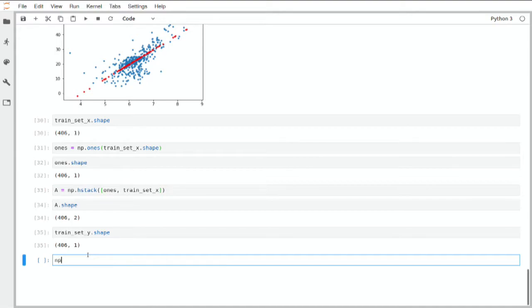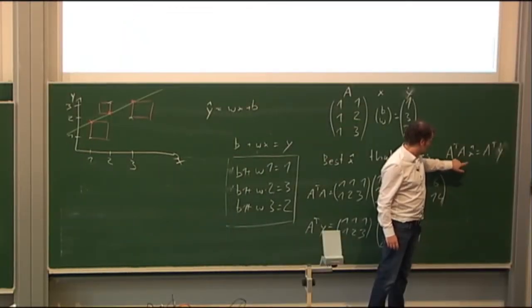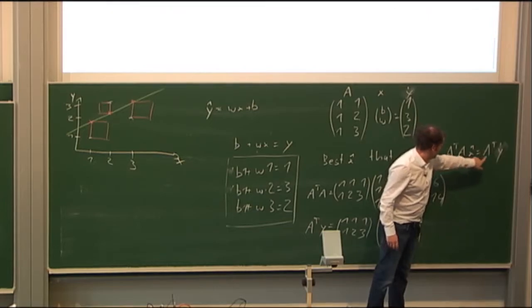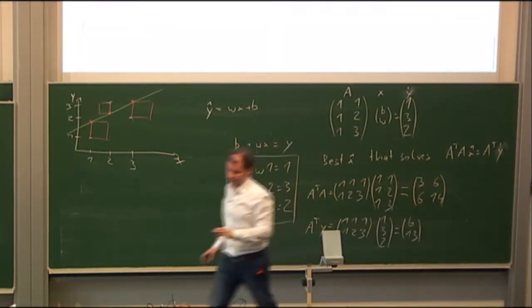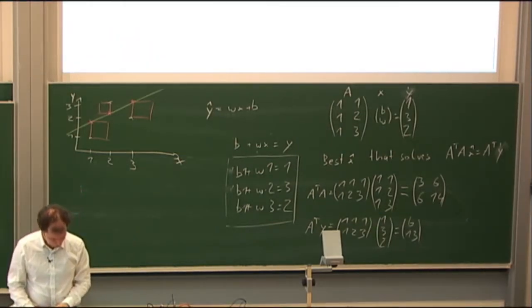Okay, and now we can do np.linalg.solve to solve a system of equations. And now we have to calculate this here. We just have to calculate A transpose A. This is the matrix, and the right side should be A transpose y. So we solve np.dot A transpose A, and the right side should be np.dot A transpose train set y. Okay, and this should give us 2 values. I hope they are B and W.